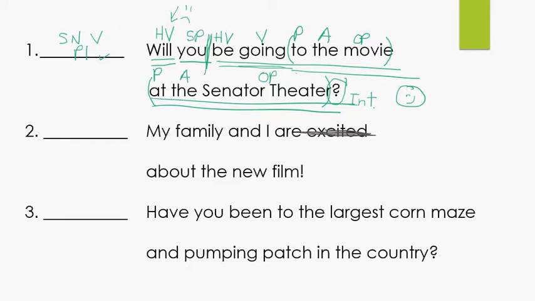Let's change that to the word talking, because that's definitely an action. We all love to talk. My family and I are talking about the new film. All right, I'm going to go back and change my pen back to green again.